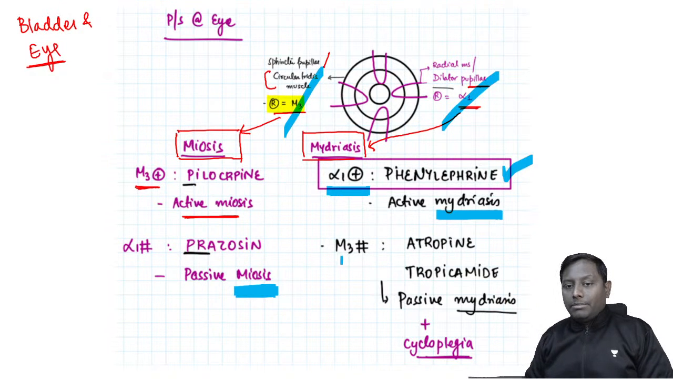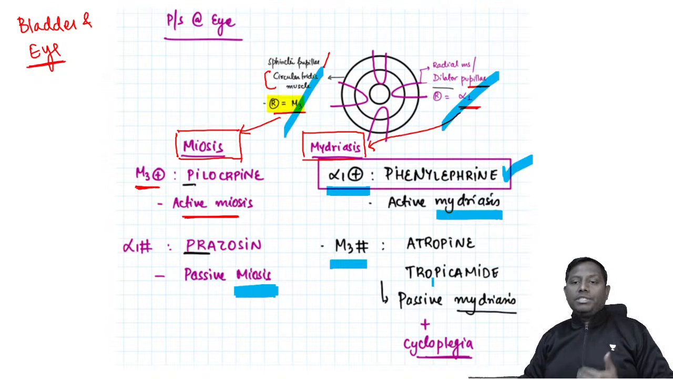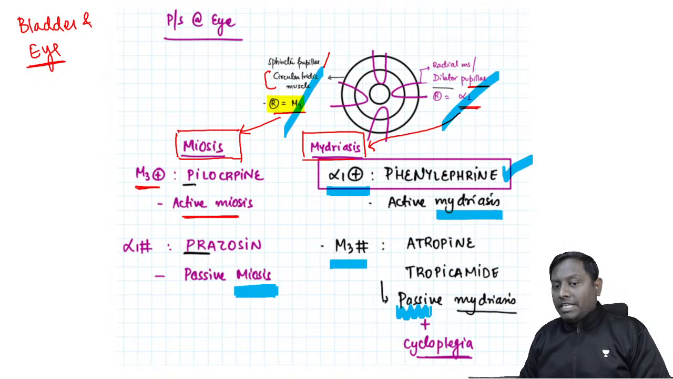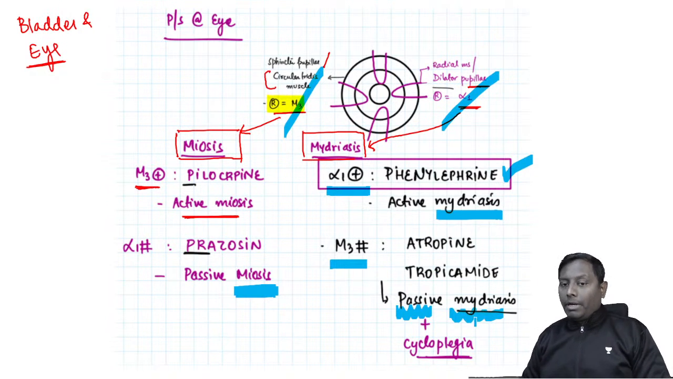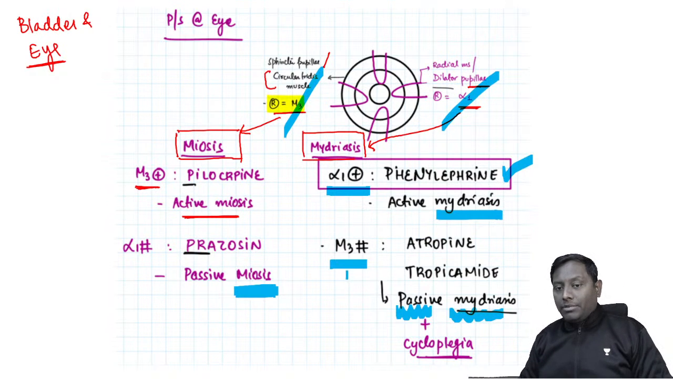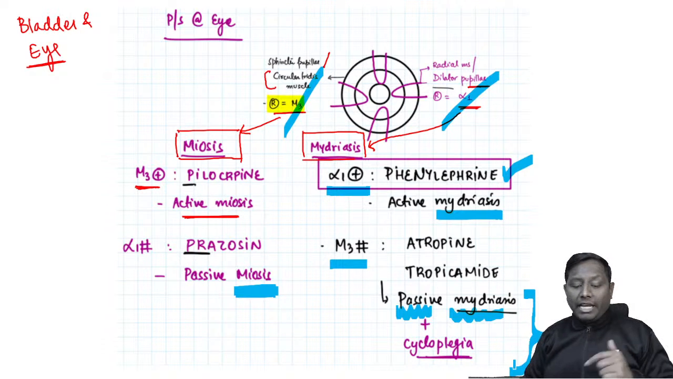So any drug that is an M3 blocker, like tropicamide, atropine, cyclopentolate, can cause mydriasis, and this type of mydriasis is known as passive mydriasis. Do remember, M3 is also present on the ciliary muscle. Therefore, with an M3 antagonist you will have passive mydriasis, and in addition there will also be cycloplegia.